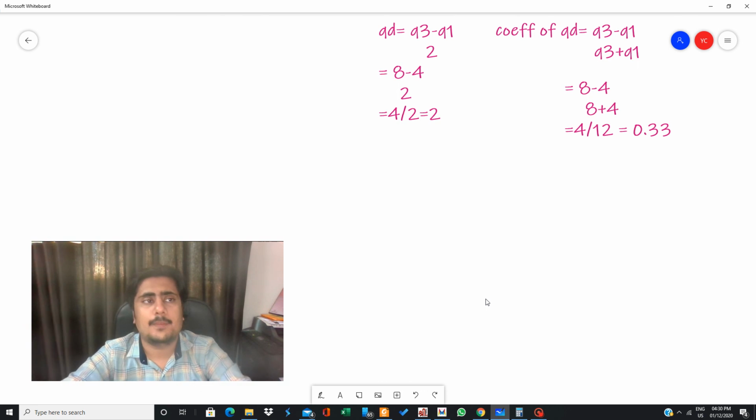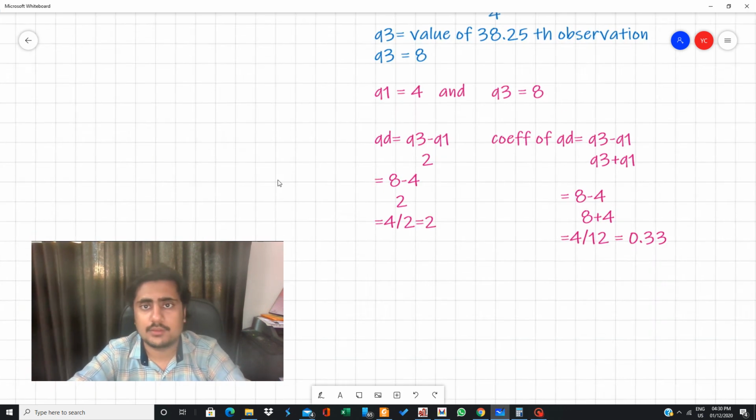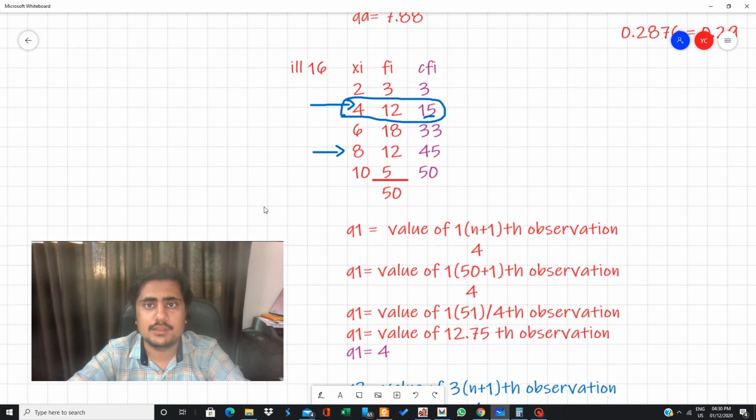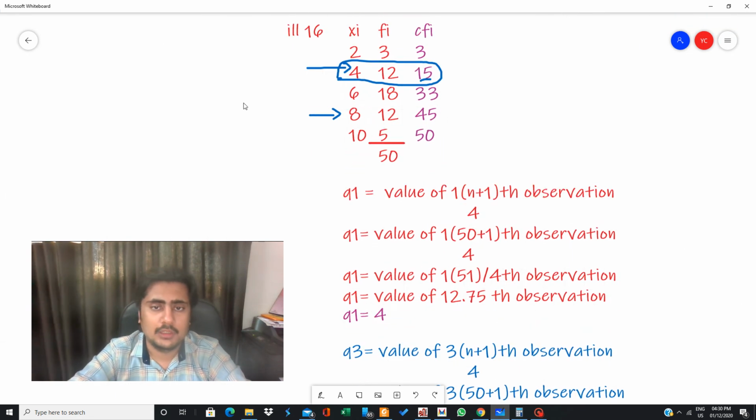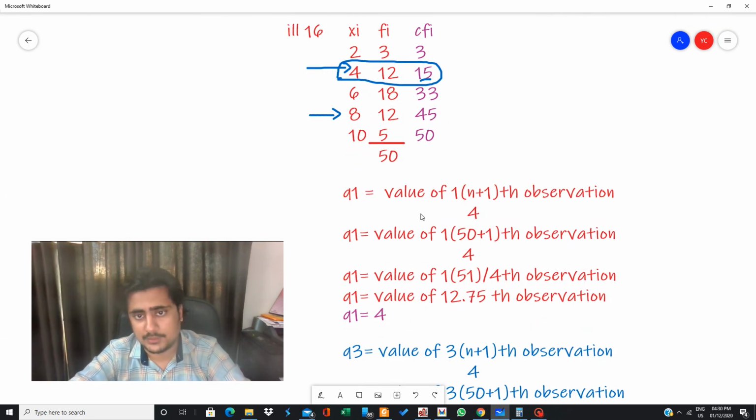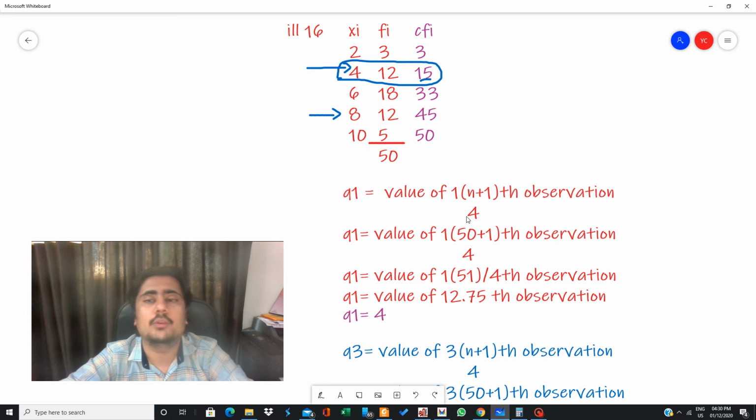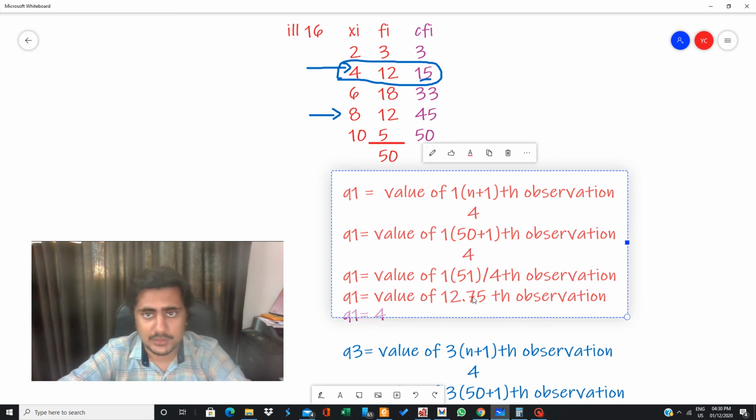So you know how we have solved this. When fi(xi) is given, you have to find Cfi. The formula for Q1 and Q3 is the same as when xi is given. There, this formula is value of 1 into n plus 1 upon 4. Now this observation 12.75, you have to search in Cfi, and the observation opposite to Cfi will be the answer. So you will get the answer from the xi.